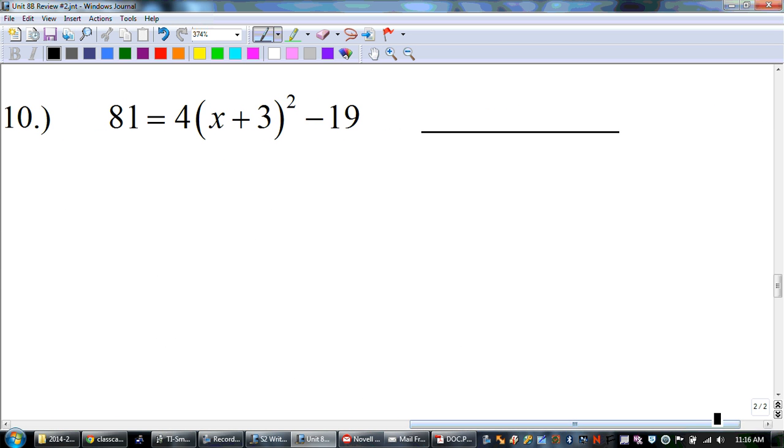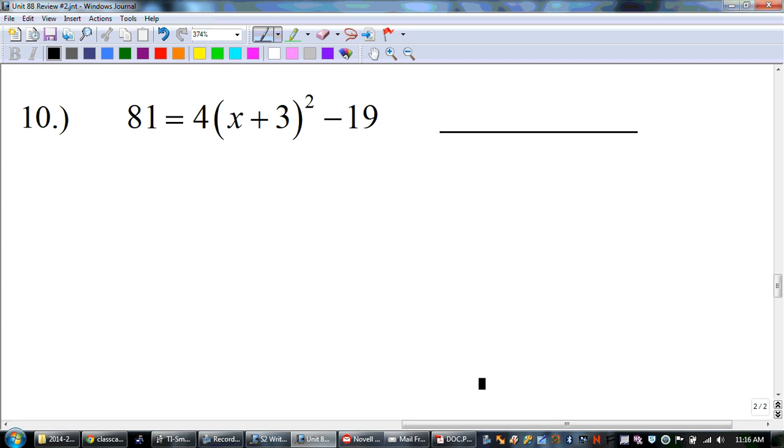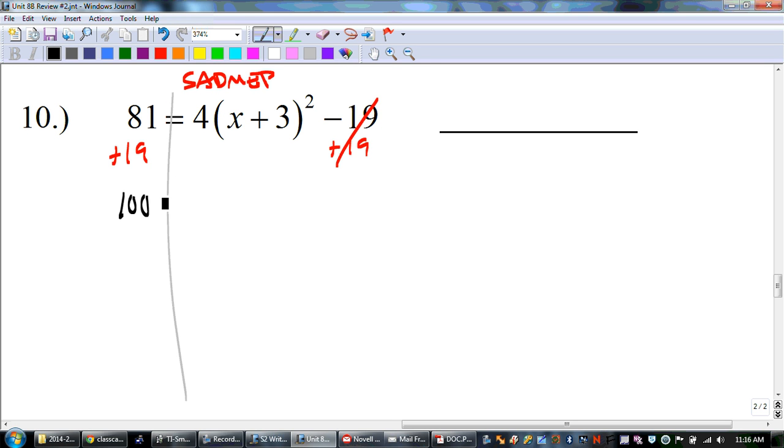Okay, number 10. Now don't get confused because these are all flip-flopped, okay? It's in vertex form, okay? It's got the parentheses. That means I'm going to use SADMAP. Okay, so let's go through it. Cancel the addition or the subtraction first with addition. 81 plus 19 is 100. So 100 equals 4 parentheses x plus 3 quantity squared.